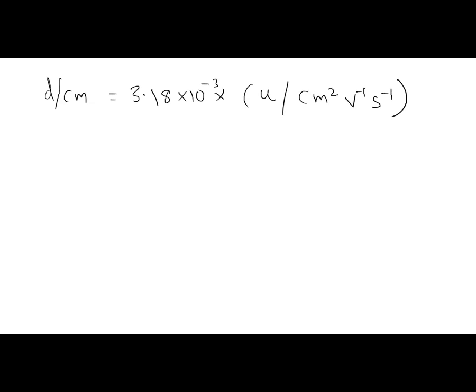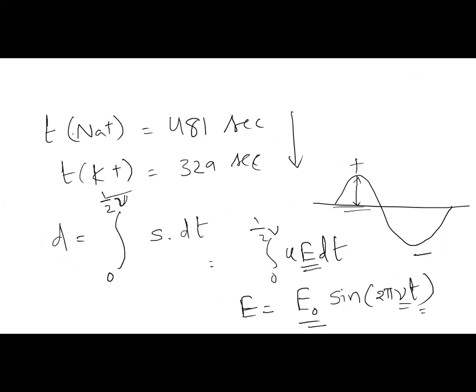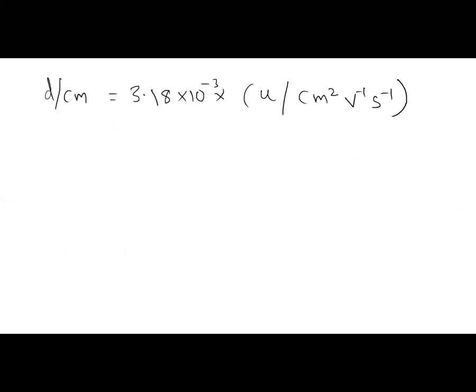But we have to calculate the displacement in terms of centimeters, right? So if you want to get the displacement in terms of centimeters, you have to input the mobility u in terms of centimeter square per volt per second. I've already given the mobilities right here, so you can use these values to calculate the displacement d.